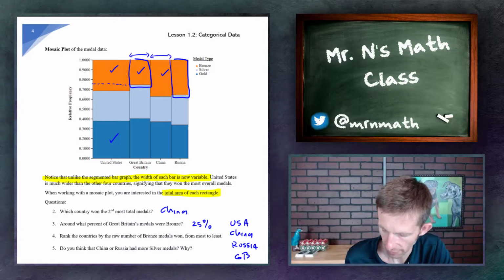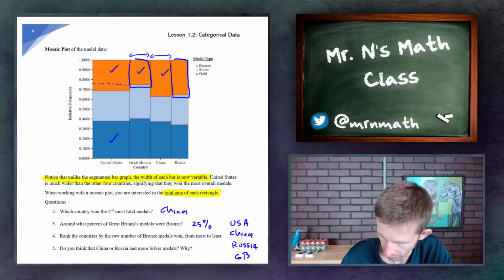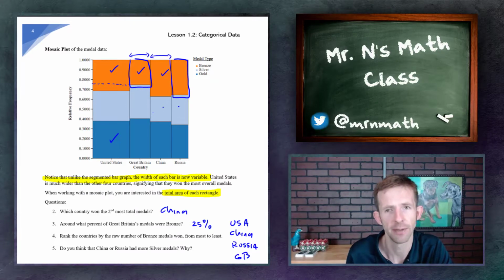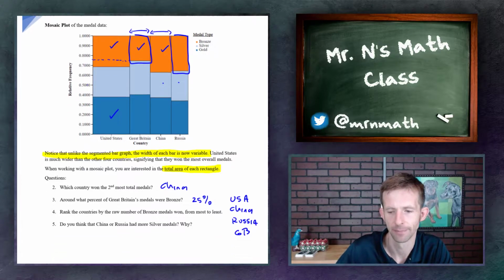Do you think China or Russia had more silver medals? Why? So China or Russia? I'm interested in silver medals. So I'm interested in the light blue category. So between China or Russia, which of these? Looks like the Russia one is longer, the China one is wider, so it's pretty close. But I'll let you guys make a decision on that.